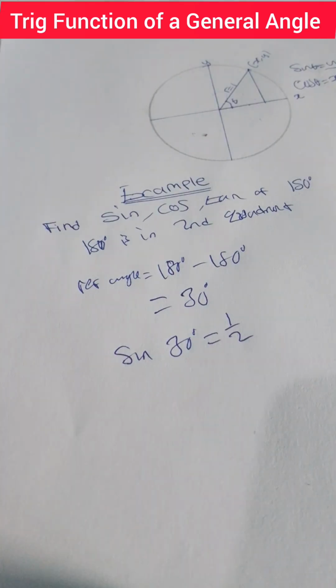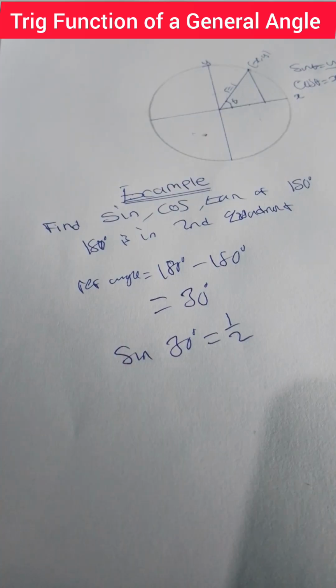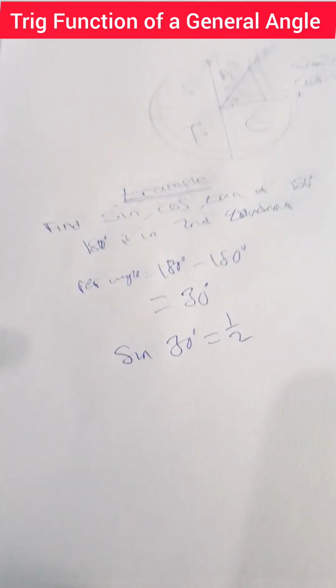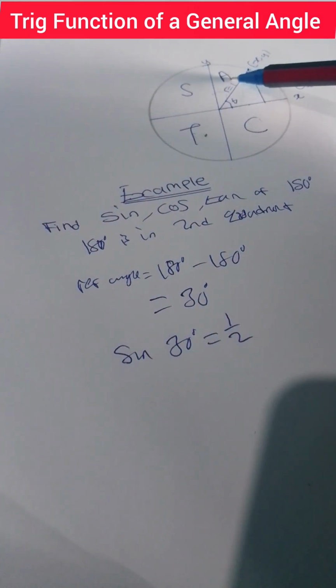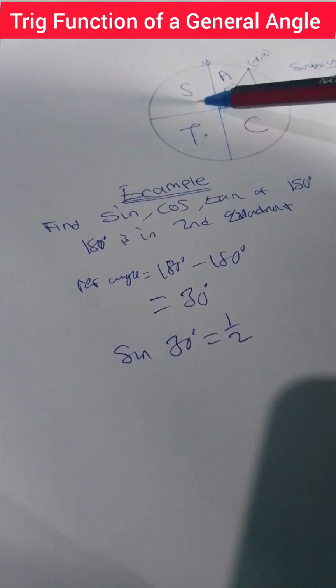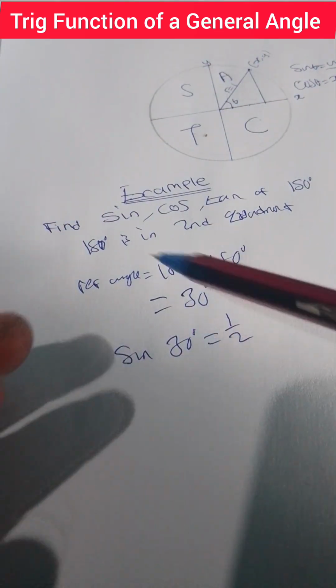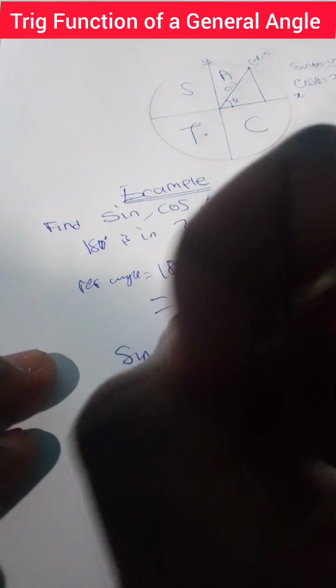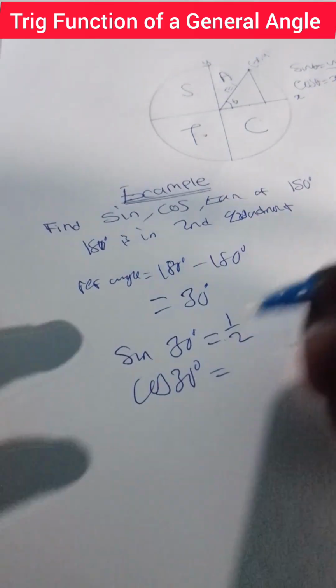So that's the answer. Another thing you should realize is that we have what we call ASTC. In the first quadrant everything is positive. In the second quadrant sine is positive. Since it's a matter of sign here, we say it's positive. What about cos 30?